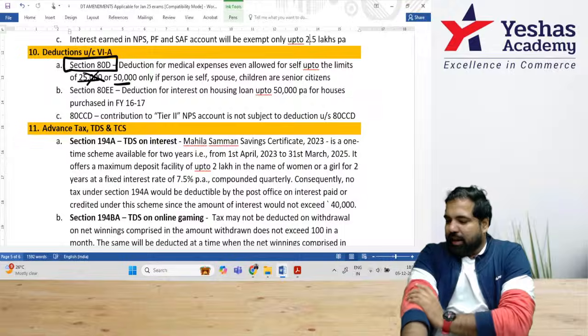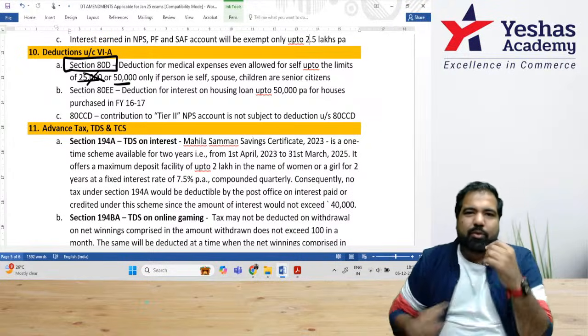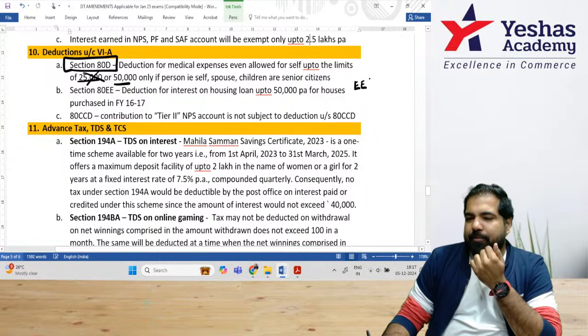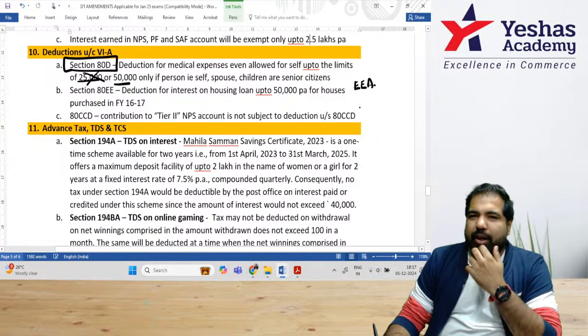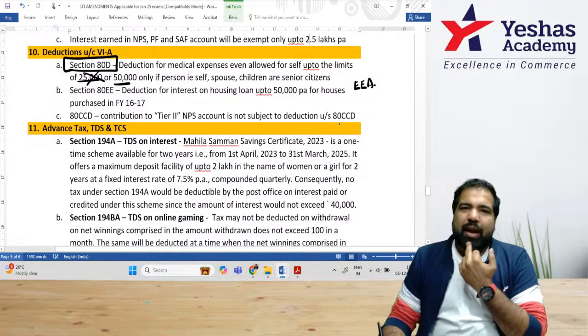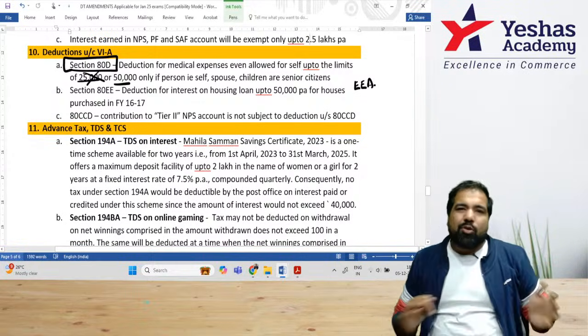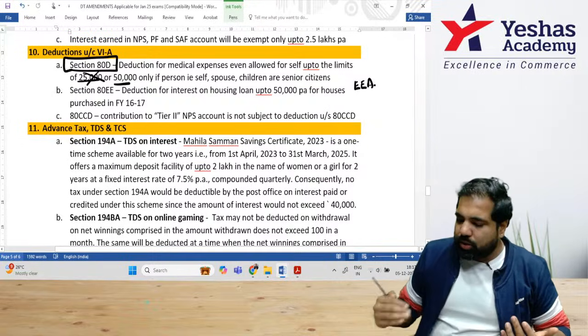All right. Next, guys, there was a section called 80EEA, Easy EMI again. If you recollect, if you take a housing loan and you're paying interest, then besides house property, you also get a deduction here. But the house should be bought between 2019 and 2022.